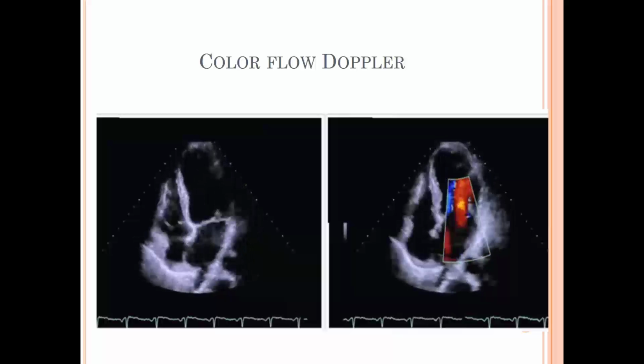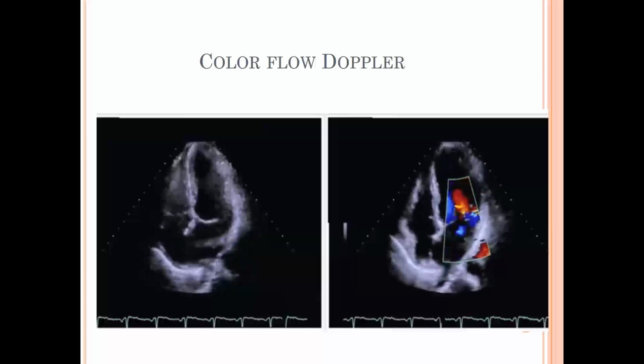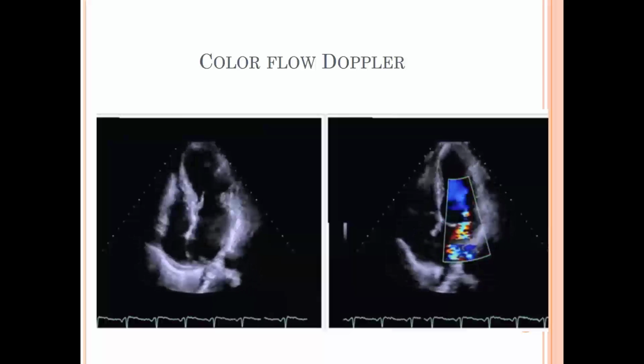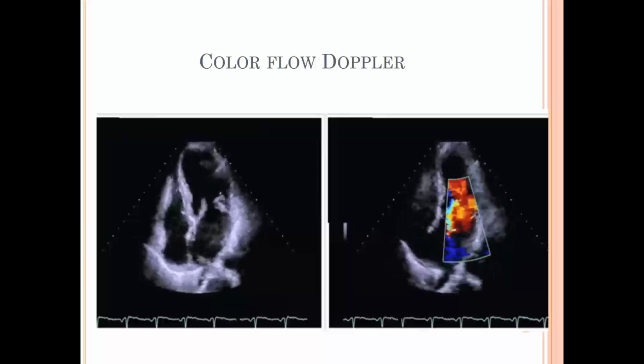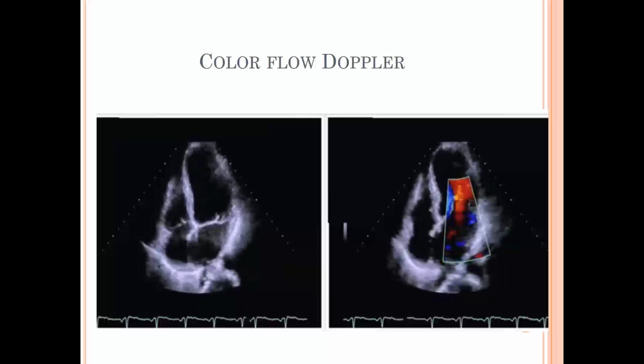Look at the mitral valve leaflets. They are thickened, especially the posterior, and we can see that we have an eccentric jet of mitral regurgitation towards the left atrial free wall. This is what I say about the color flow Doppler, as you can see. Disturbance of the regurgitation.